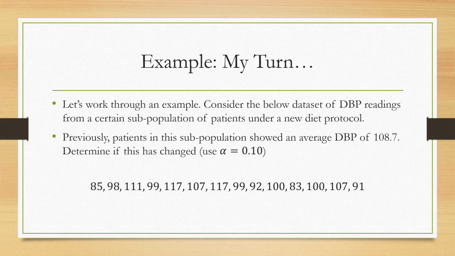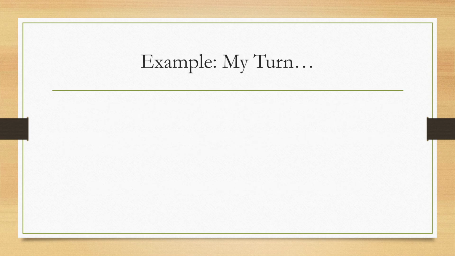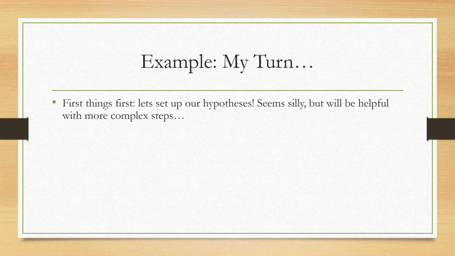We have our data set here. So looking at this data set, we have 1, 2, 3, 4, 5, 6, 7, 8, 9, 10, 11, 12, 13, 14 observations that will be true. All right, so first things first, let's set up these hypotheses.